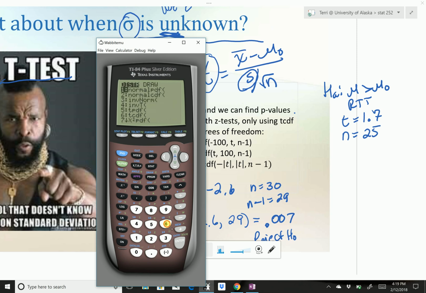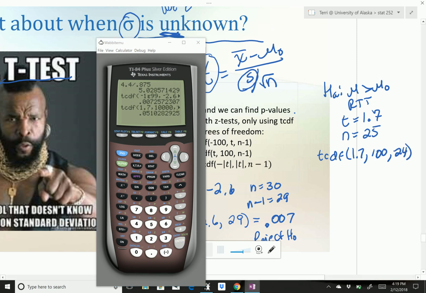Distributions, TCDF. Now I'm going to go from my t, so 1.7, up to something like 100. So I could make it 1,000. I could put as many zeros as I want in here. It doesn't really matter. And now my degrees of freedom this time is 24. And my answer is 0.051. Now at the 5% significance level, would I reject?